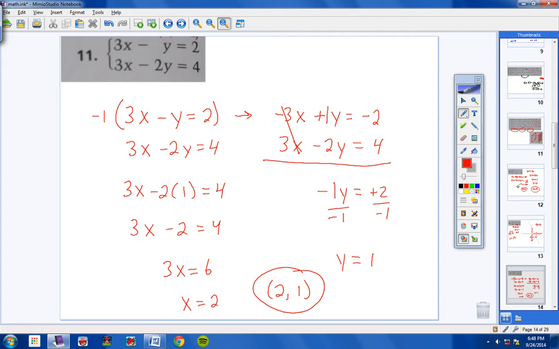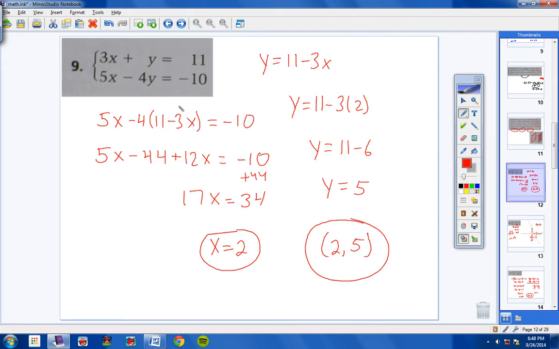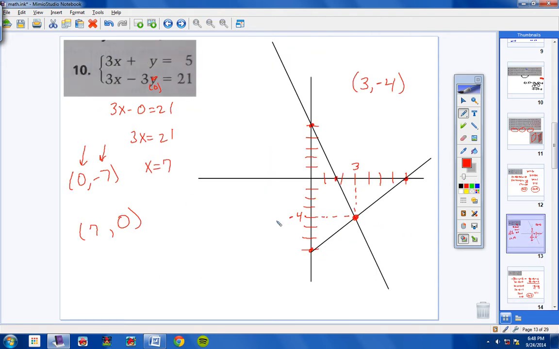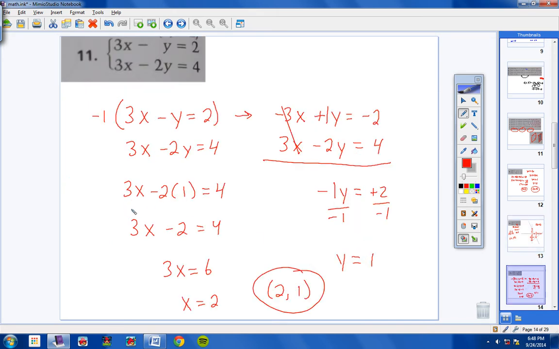Don't forget, students, on the test, you need to know how to do the substitution method, the graphic method, and the linear combination method. I might put all three of those on the test. I might not, okay? So just make sure you're familiar with all of them, all right? Let's continue on.